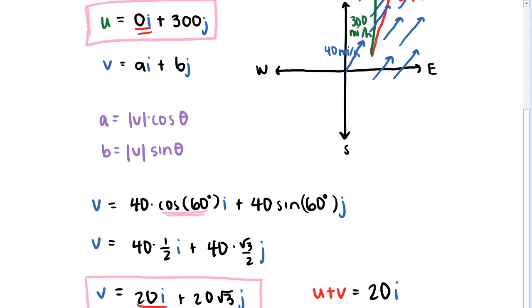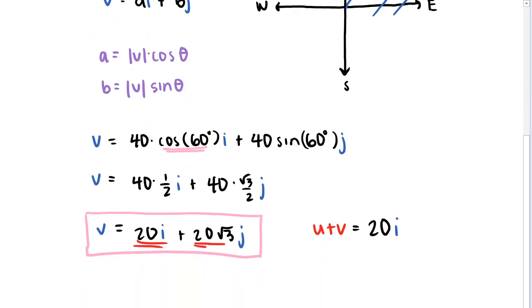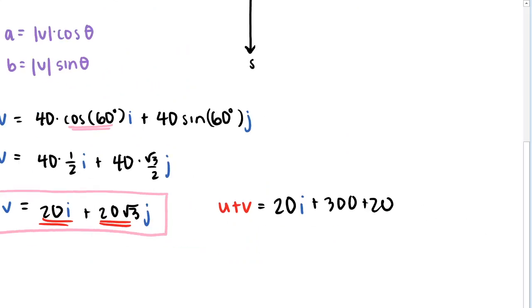And then here if we add the vertical components, that's 300 plus 20 square root 3, so this is plus (300 plus 20 square root 3) times j. So this is the component form of our u plus v vector, but now we want the direction, so the angle, and we also want the magnitude.